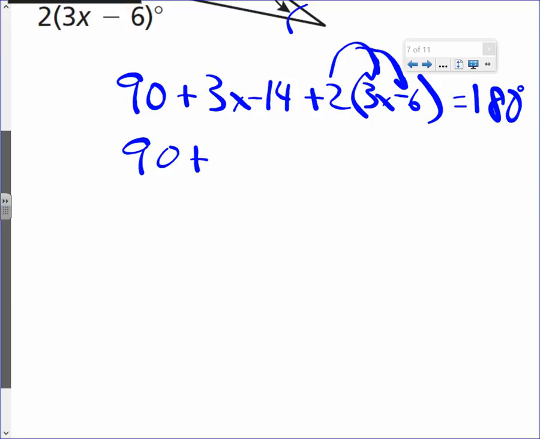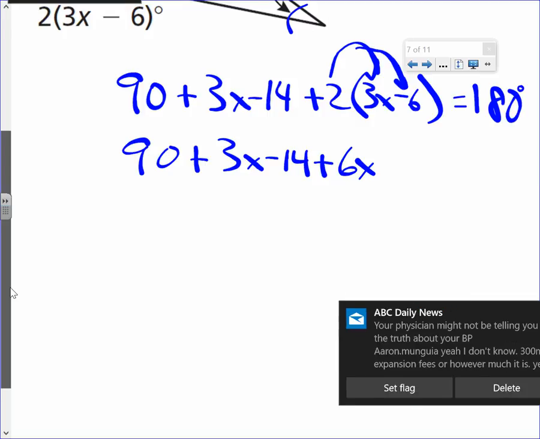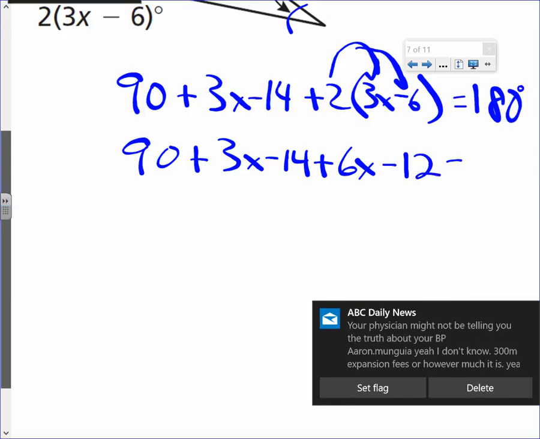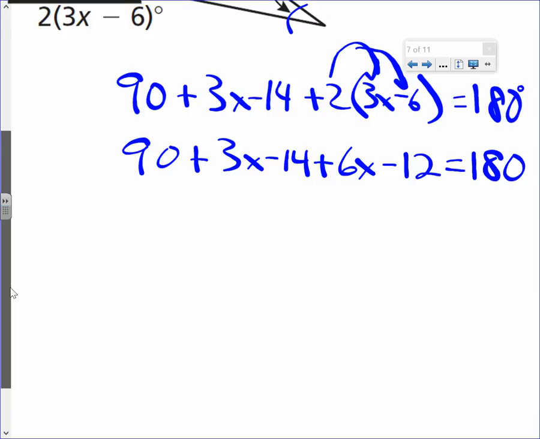All right, here we go. 90 plus 3x minus 14 plus, right, we got 6x minus 12 equals 180. We're rocking and rolling. So like terms now. 3x and 6x. We got 9x. And there's something else. Here we go. We got 90 minus 14 minus 12.